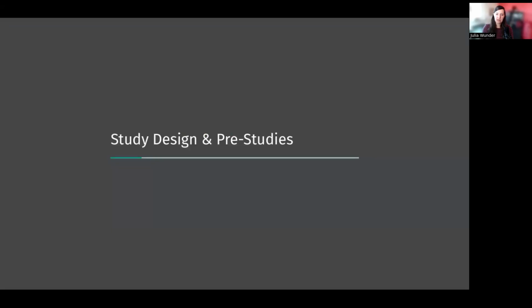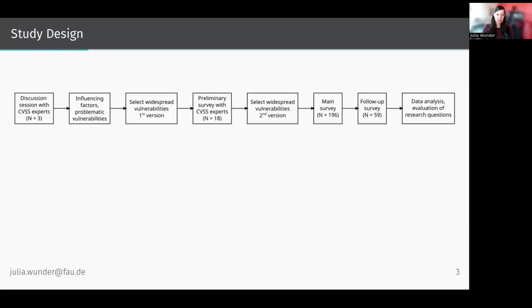Now to our study design and pre-studies. In the beginning of our research, we conducted a discussion session with 3 CVSS experts where we talked about problematic vulnerability types and metrics. We then identified factors that might influence the CVSS scoring and also the consistency of CVSS scores. We also identified problematic vulnerability types. We then selected widespread vulnerabilities that the participants later evaluated in the main survey.